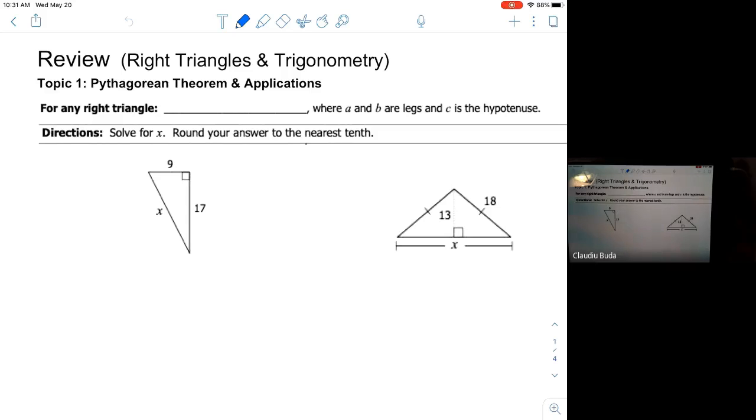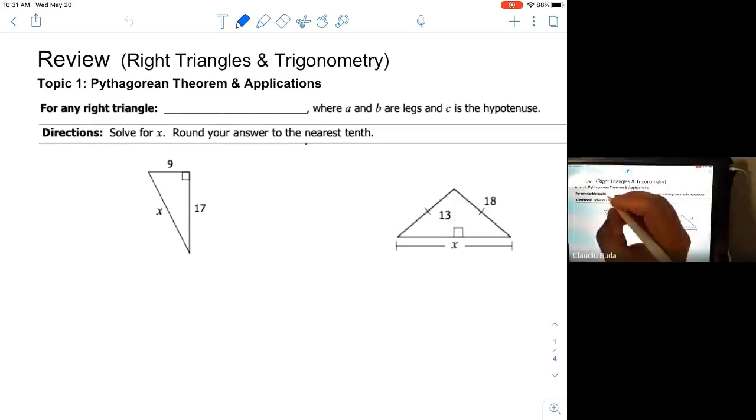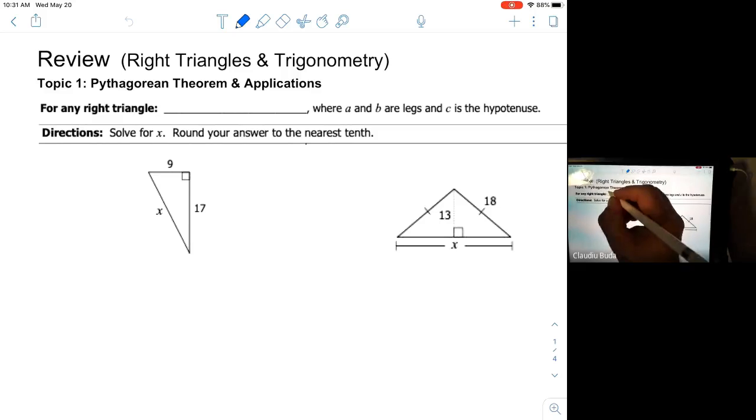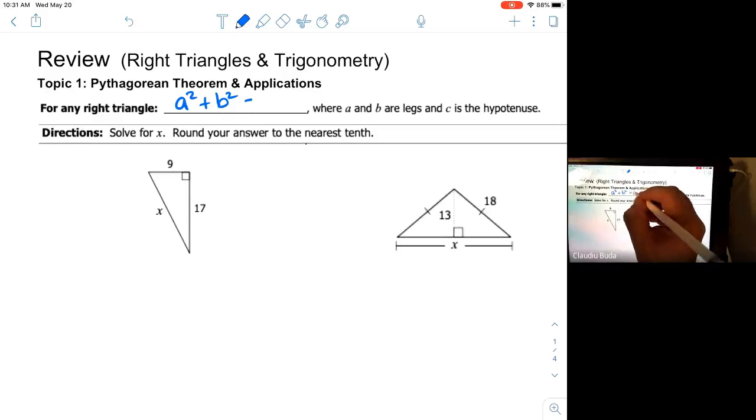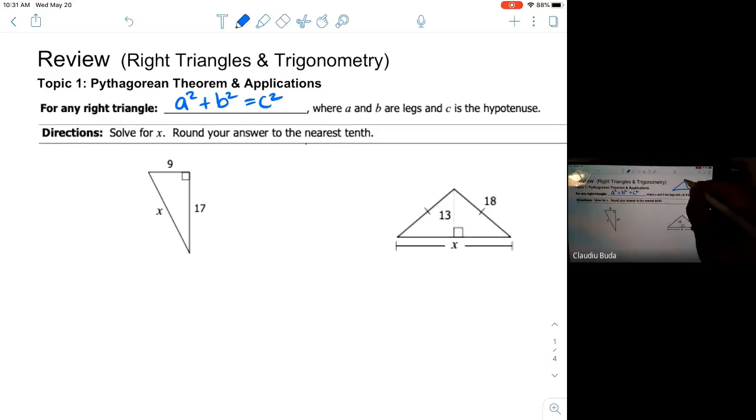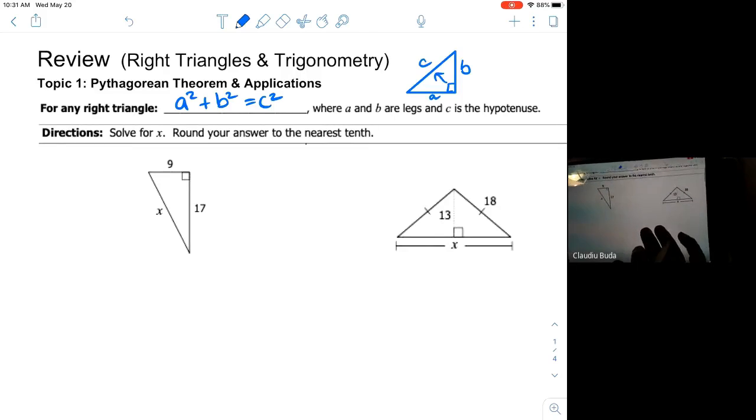First topic, Pythagorean theorem and applications. So what do we know? For any right triangle, we know that a squared plus b squared equals c squared. In any right triangle, we have the legs and the hypotenuse, and the sum of the squares of the legs is equal to the square of the hypotenuse.